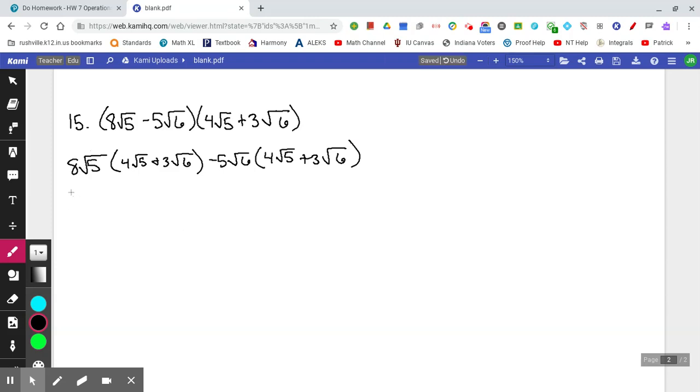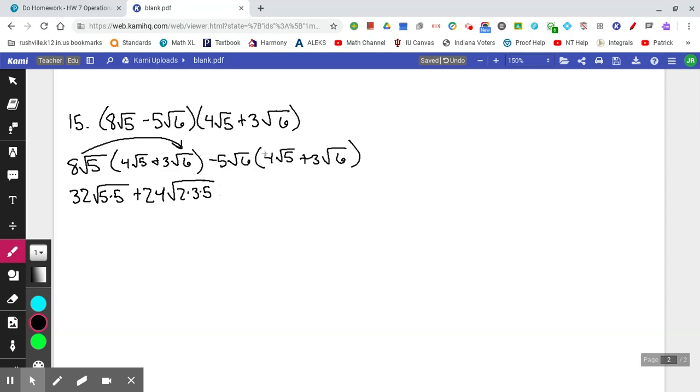So 8 times 4 is going to give me 32. And then square root of 5 times square root of 5 is going to be the square root of 5 times 5. And then I'm going to take 8 square root of 5 times the second radical in this parentheses. So 8 times 3, outside numbers, is going to give me 24. And then square root of 5 times square root of 6 is going to give me the square root of, now I like to do it this way, breaking it down, 6 is 2 times 3 and then times 5. I didn't really need to write it that way. I like to, just to make sure that I don't have any pairs of anything. But that one's not going to break down at all.